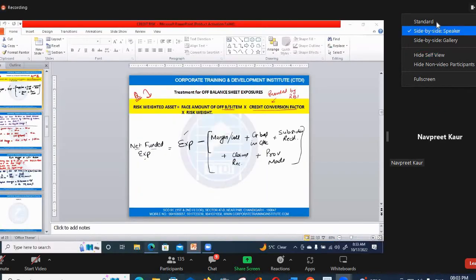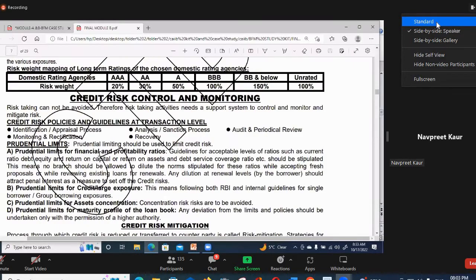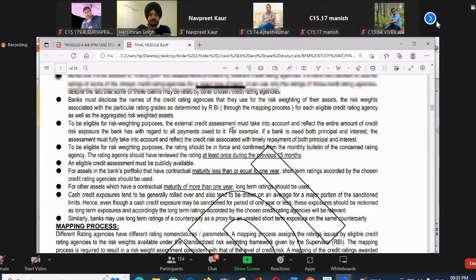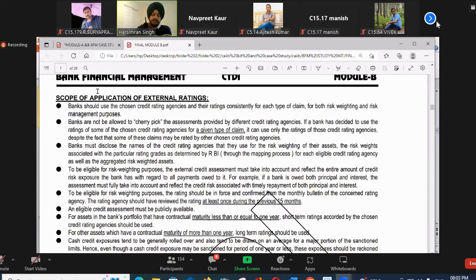Now, first let us read this page. The scope of application of external ratings for the bank. Banks should use chosen credit rating agencies and their ratings for each type of claim for both the risk weighting and risk management purposes. Banks are not to be allowed to cherry pick the assessments provided by different credit rating agencies.